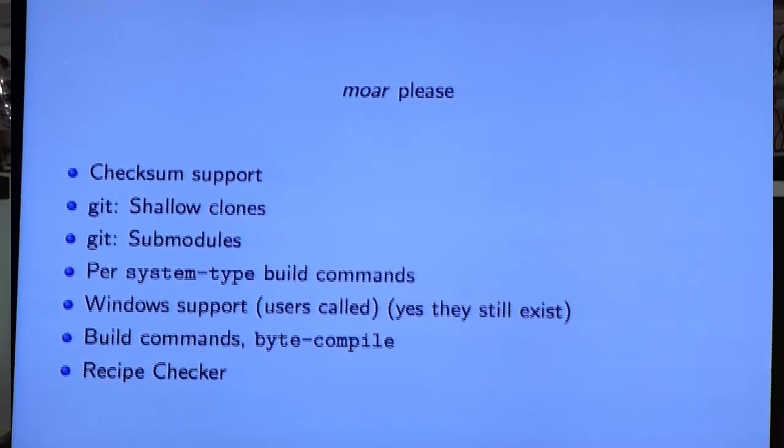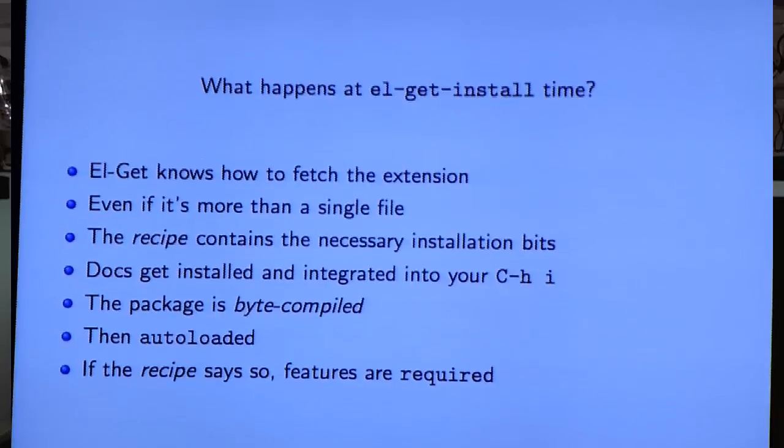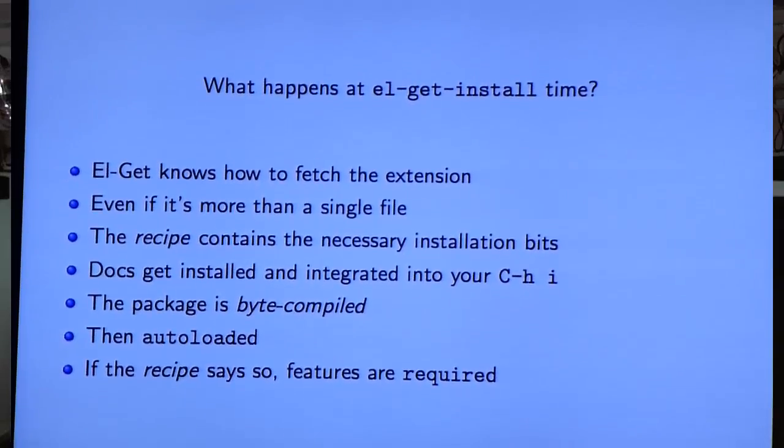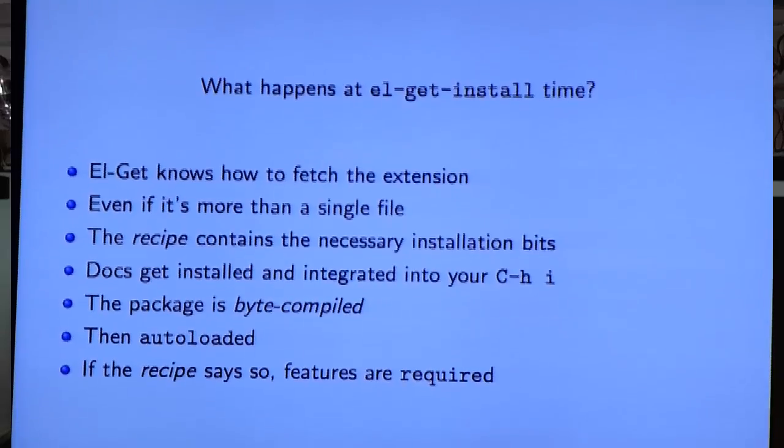And extra. We did say that installing an extension, if you do it manually, there is a lot of little things to do by hand. So El-Get will do them for you. This list here is exactly the steps that El-Get will follow when installing the extension for you. So it knows how to fetch the extension, and we will see that it knows a lot of different ways to get at the extension code. And it knows how to do that even if it's more than a single EL file, because in the first versions of ELPA, the package system that is given with Emacs, it was not easy to package a multi-file extension.